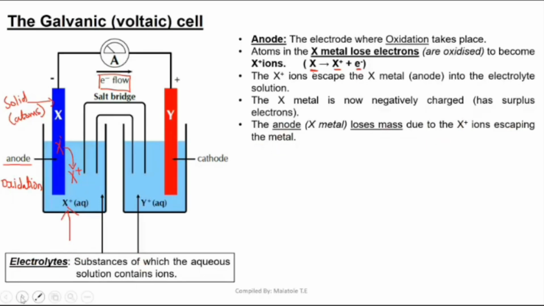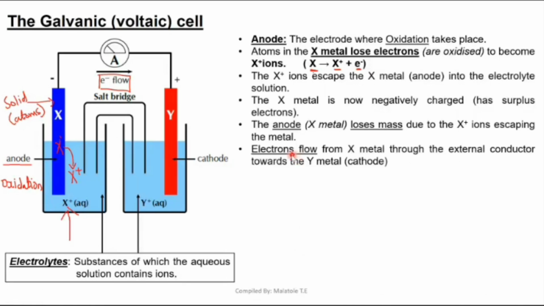What happens then to the electrons? The electrons will then flow from the X metal through the external conductor. Here's our external conductor, the wire connected to the anode, the blue electrode. The electrons will start flowing here and then go there. That's just an ammeter, a mini ammeter to measure the flow of current. And then the electrons will come to Y. So the electrons move from this side, go all the way through the external circuit and come to this side.